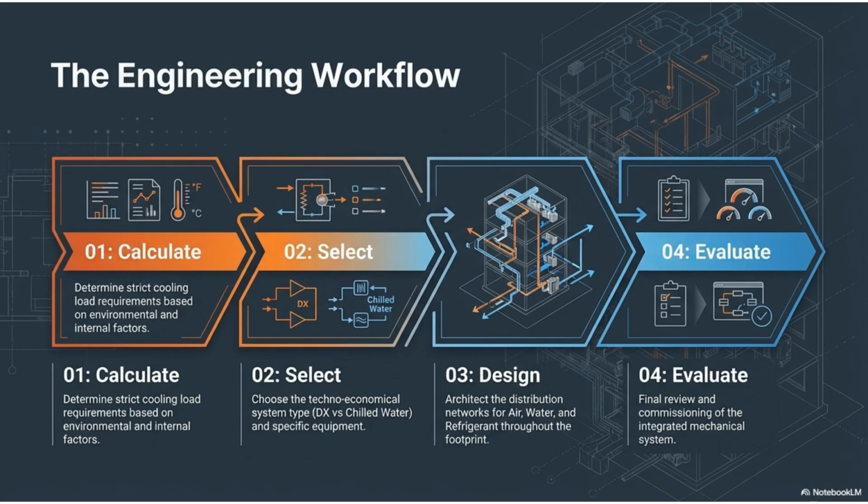The engineering workflow involves 4 steps. First, calculate strict cooling load requirements. Second, select the appropriate system type. Third, design the distribution networks. And fourth, evaluate the final integrated mechanical system.